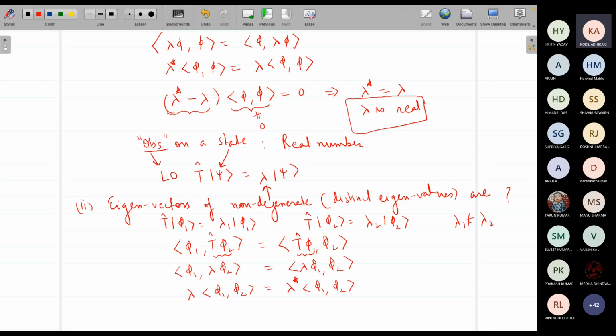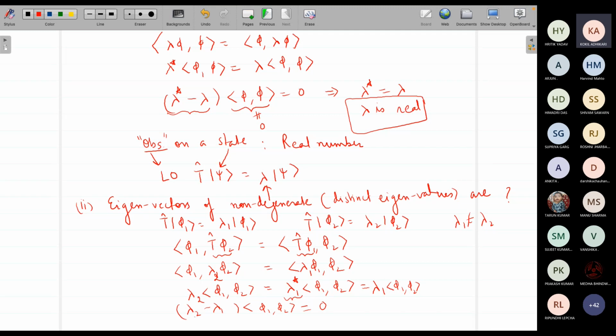But then, okay, I should be missing something. Lambda 2 goes here and lambda 1 goes here. So I should have lambda 2 and lambda 1. But these eigenvalues are always real, so I should just write this as lambda 1 phi 1 comma phi 2. Remember the first result, the eigenvalues can only be real. So lambda 2 minus lambda 1, taking everything on the left hand side, times phi 1 comma phi 2 is equal to 0. Which means what?